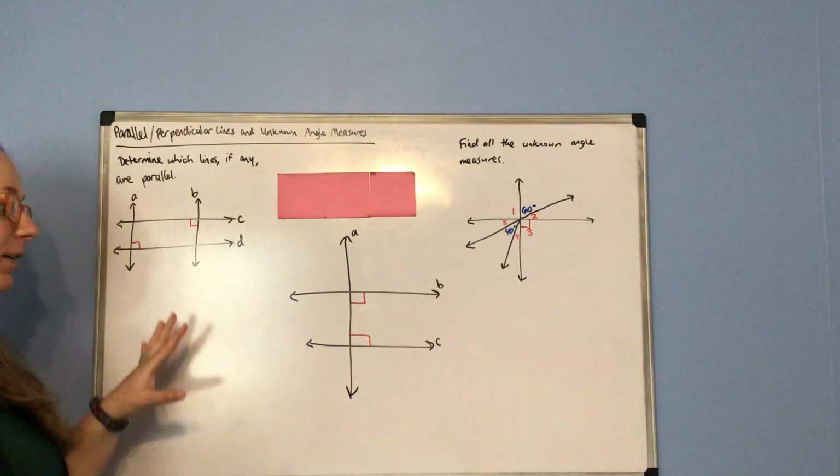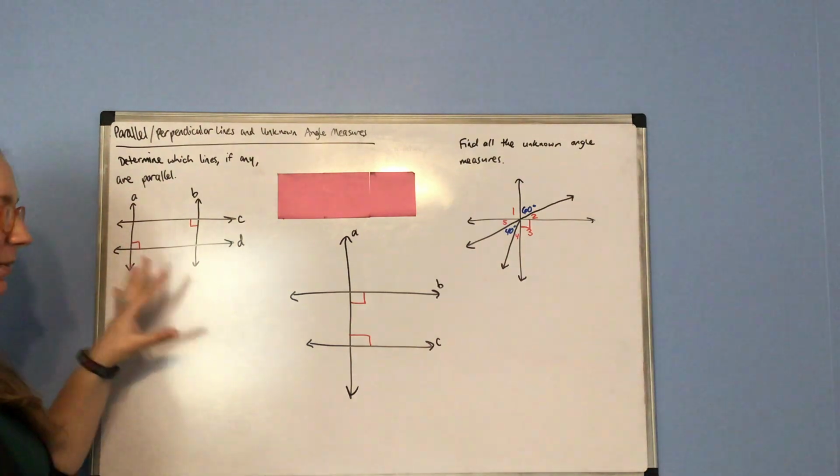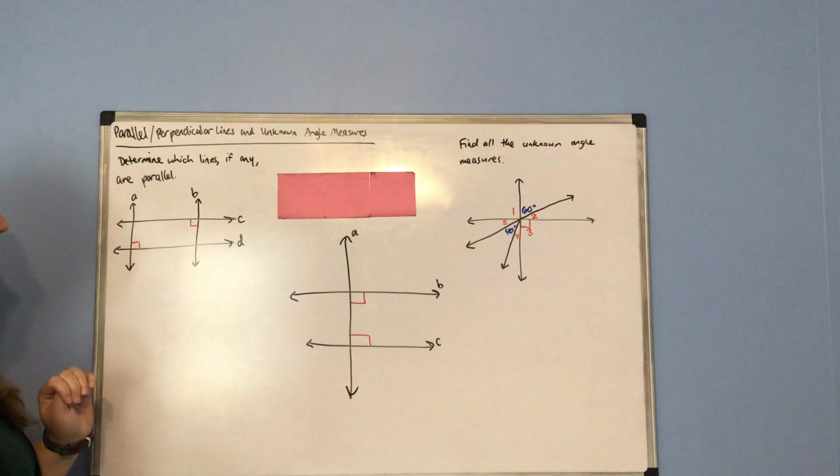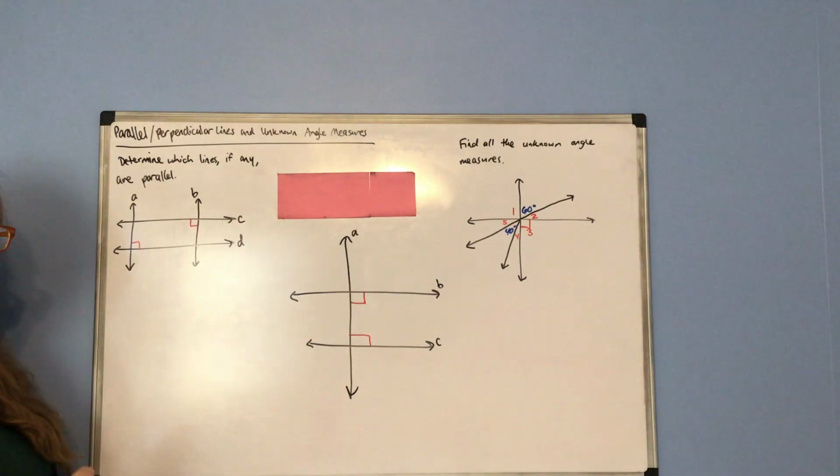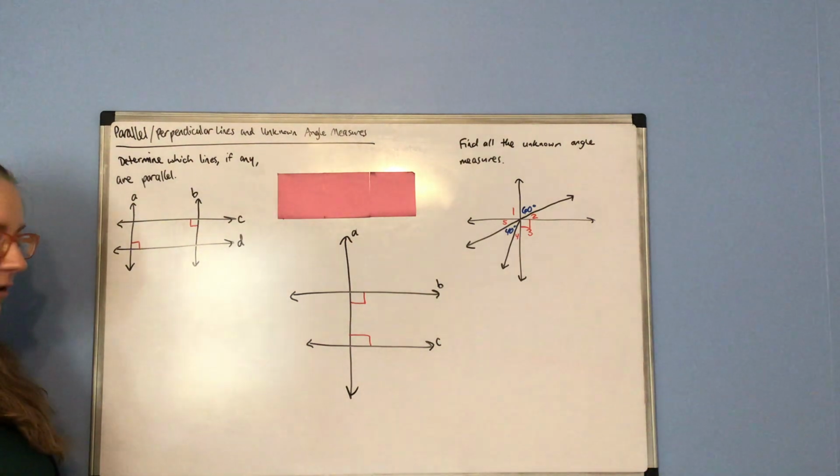So your eyes might be looking at this picture, maybe a better picture because Mrs. Avers is not the best artist, and thinking, yeah, it looks like maybe A is parallel to B, C and D look like they could be parallel. Don't trust your eyes. You need to trust only the information that's given to you.